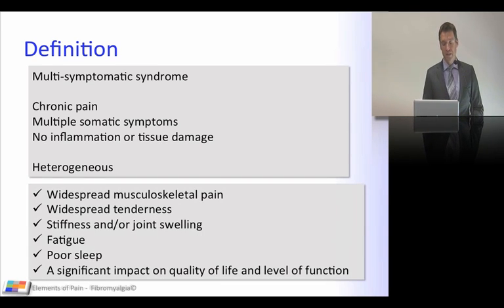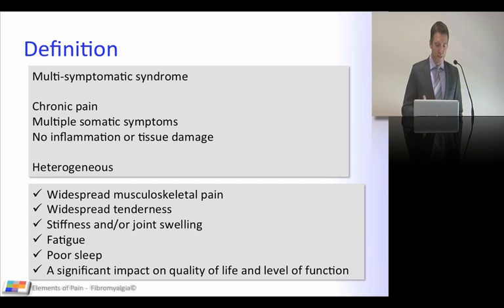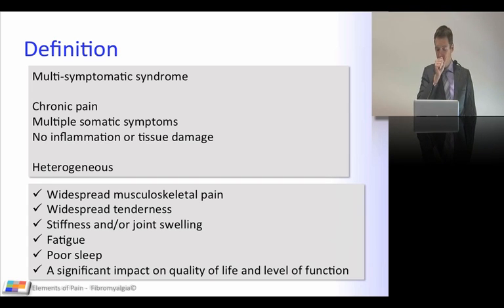This is what you need to make the diagnosis essentially. So these are the things that are going to lead you to start thinking about fibromyalgia as a diagnosis. Widespread musculoskeletal pain. There's going to be widespread tenderness as well. When you put your hands on these patients, it's going to hurt them. They're going to have stiffness and or joint swelling. So this is something I didn't realize as well, but generally they can complain of stiff and swollen joints.